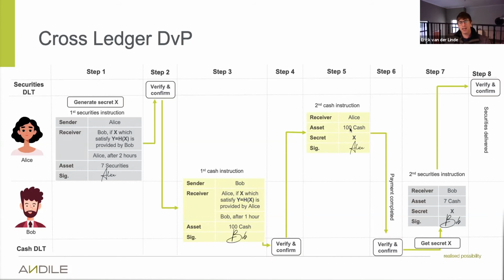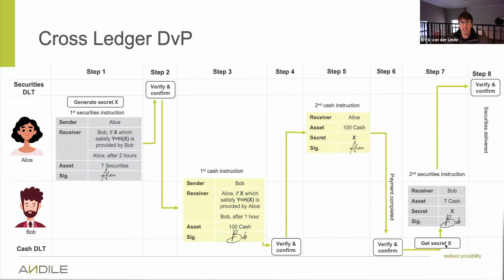So once Alice signs this and submits it to the cash ledger, the cash ledger will verify and confirm this transaction. And it sees that it satisfies the conditions that Bob provided. So that will allow Alice to receive the cash, and the payment side of this transaction is completed. Alice has received her cash. So once she submitted that value to the cash ledger, Bob is able to see the secret X, just like the rest of the world.